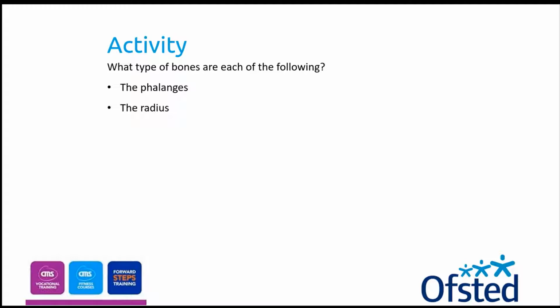What would your radius be classed as? That would be a long bone as well, radius and ulna, in your arm. Your tarsals, we mentioned them earlier. You can have tarsals and carpals. Tarsals are near your toes, carpals are in your wrist, and they'll be classed as short bones, as wide as they are long, so cuboid in shape.